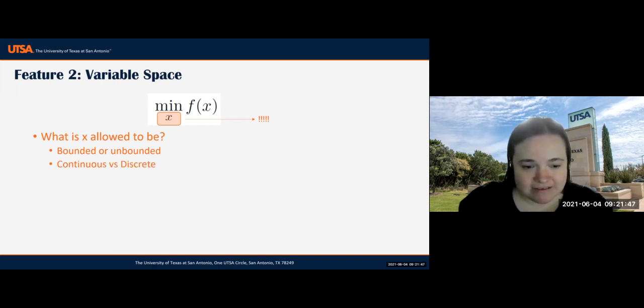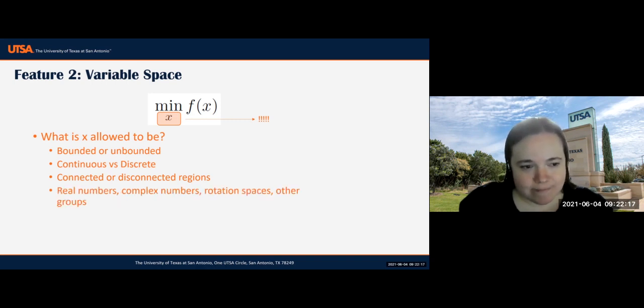Another important distinction that separates a lot of problems is whether you have a continuous space or whether you have a discrete space. So discrete spaces, you can just map them to integers. So do we have a continuous real number, for example, or do we have a set of integers? And also, kind of related to bounded or unbounded, do we have connected or disconnected regions? We can just keep getting more elaborate here. Are we talking real numbers, complex numbers, rotation spaces, other groups? Defining your variable space and how it constrains your optimization problem can get pretty involved. And of course, it determines your answer.